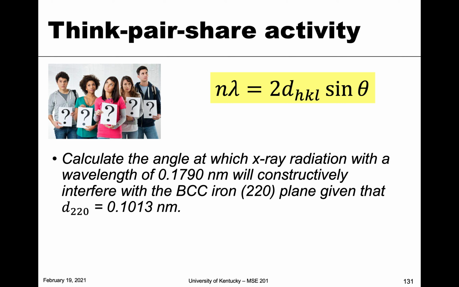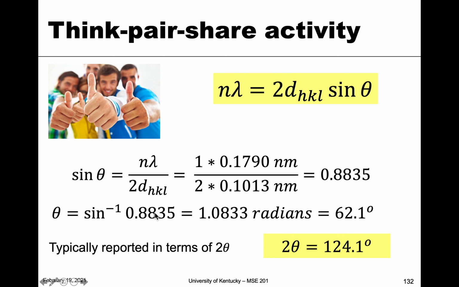All right, so let's go ahead and look at this. This is a fairly straightforward question, but I want you to see the order of these values. We're looking for the angle, and we're given the wavelength, and we want constructive interference, aka diffraction. That's going to happen in BCC iron, the 220 plane, and I'm giving you the d spacing. So let's go ahead to the next slide where I've got the answer worked out.